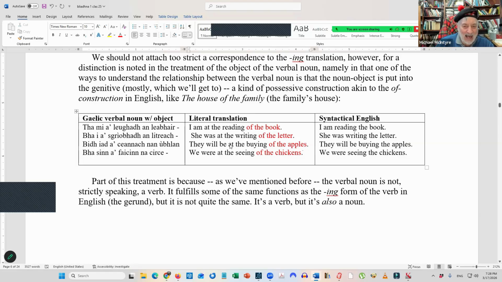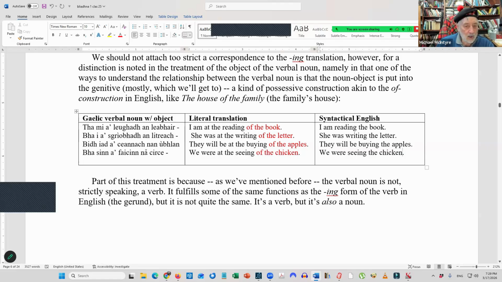I put "at" because remember the a is an abbreviation of ek, which is "at". It kind of makes sense literally to think of it that way. At the buying of the apples, they will be buying the apples. Vashina fechen nakirka: we were at the seeing of the chickens. Oh no, of the chicken, I'm sorry. We saw the chicken. We were seeing the chicken, not chickens.